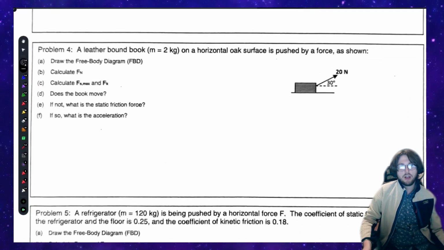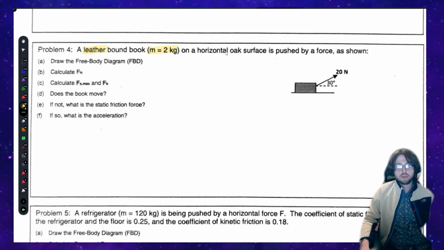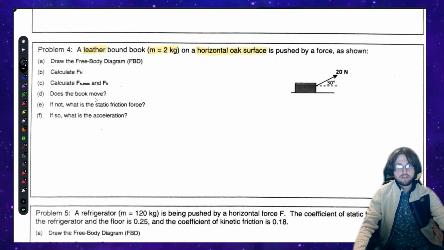All right, so to start out, we've got a leather-bound book, which is one of our two surfaces, and it's got a mass of 2 kilograms. So we're given the mass, which is pretty nice. And it's on a horizontal oak surface that's being pushed by a force as shown here. And always, to start out, we're going to draw a free body diagram before we do anything else.